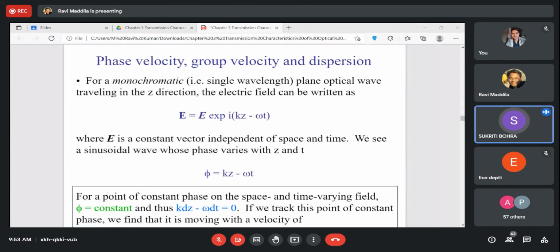Sir, I had a doubt. Sir, if the line width of optical source is small, then there will be less dispersion or less pulse widening. Yes. Less dispersion refers to less pulse broadening. Okay, sir. Thank you, sir. Anyone else?